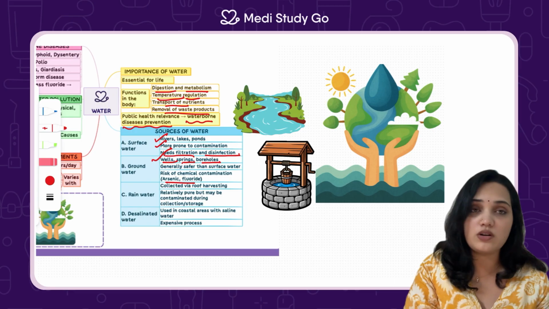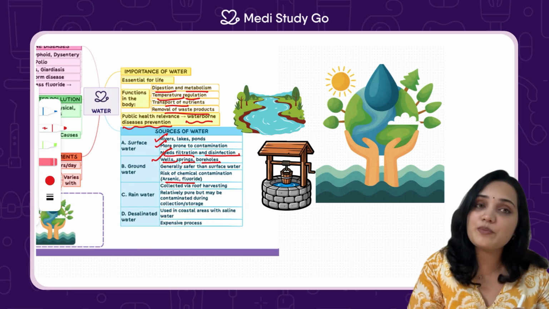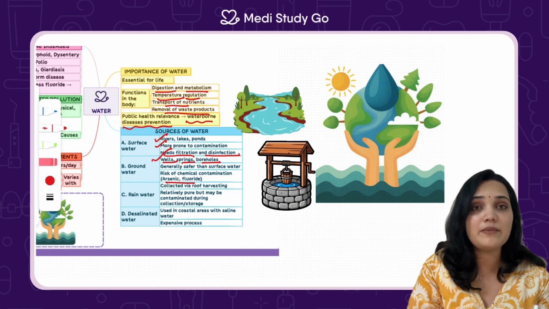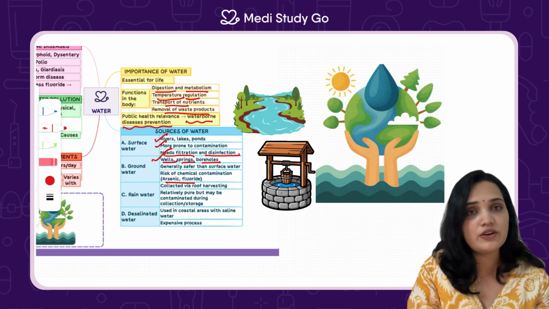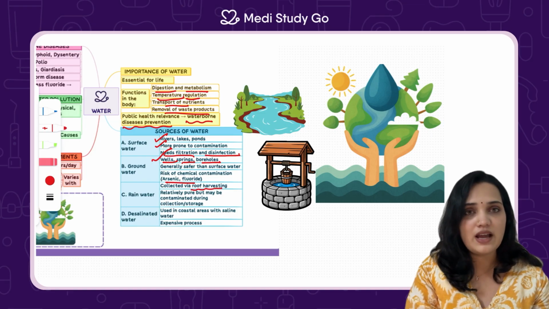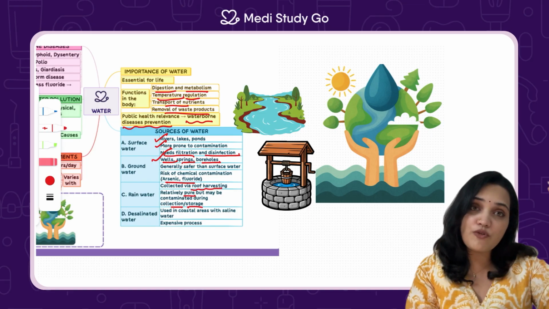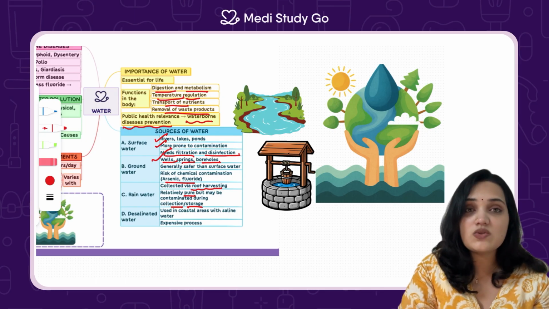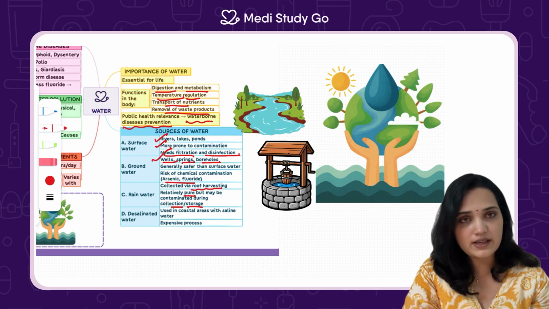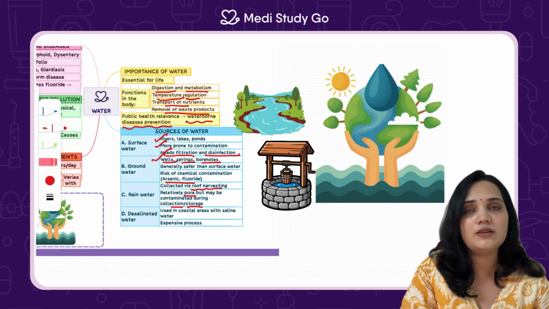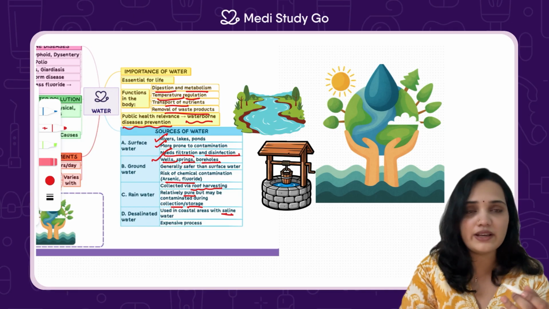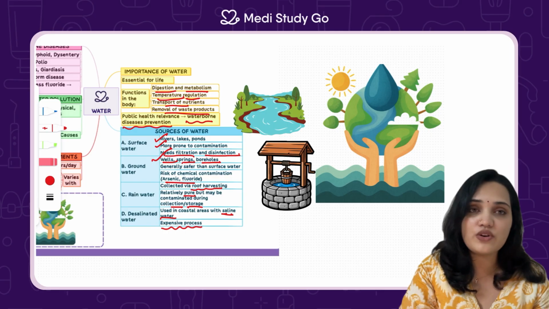Then we have our rainwater. Relatively, rainwater is pure, but it can become contaminated very quickly. Even during the collection or the storage of rainwater, it can become contaminated. And in some areas, it is collected through roof harvesting systems also. Then the next source is desalinated water. In coastal areas where fresh water is very scarce, the seawater can be desalinated. They try and remove the salt from the salt water and make it suitable for drinking. However, this is a very expensive process.